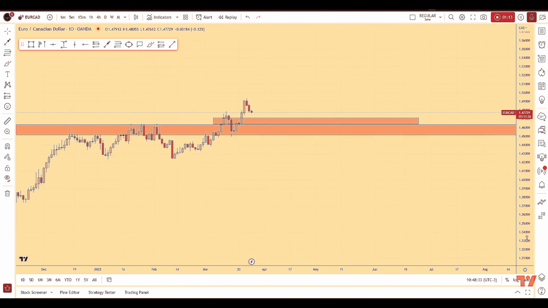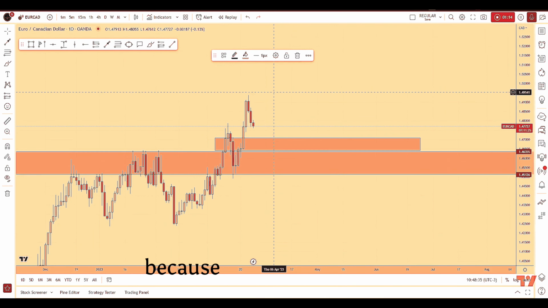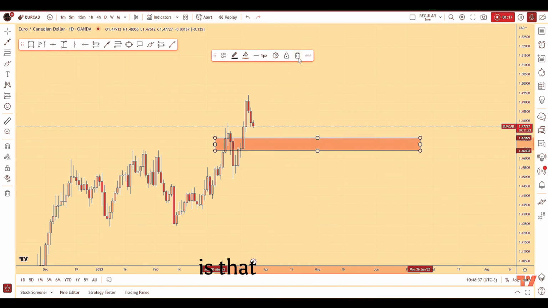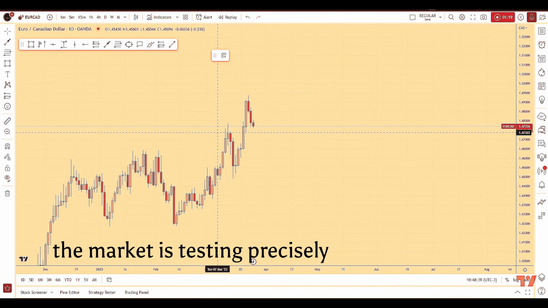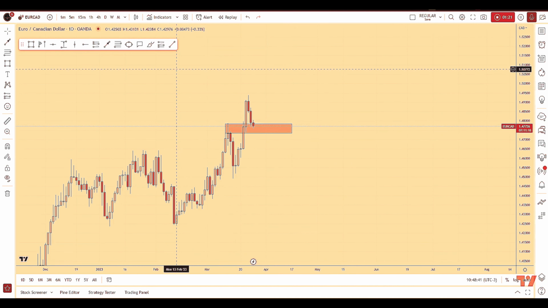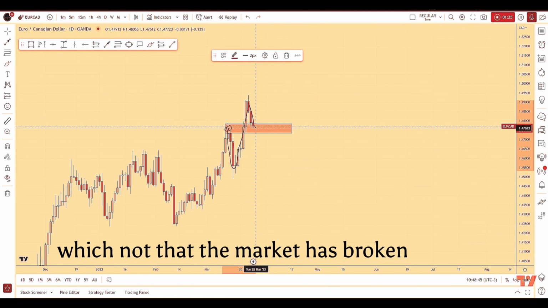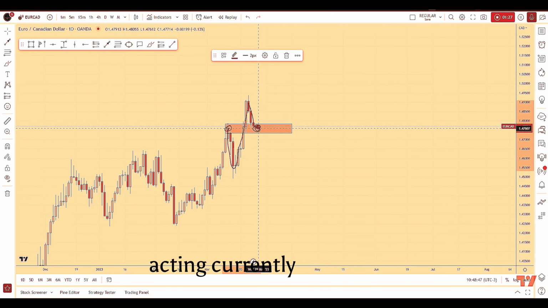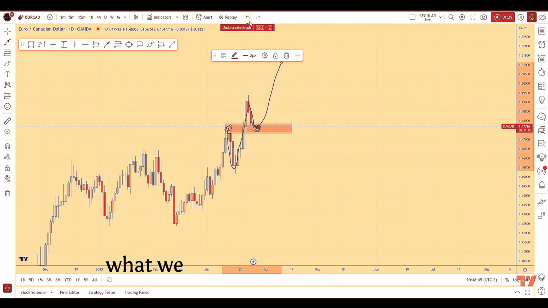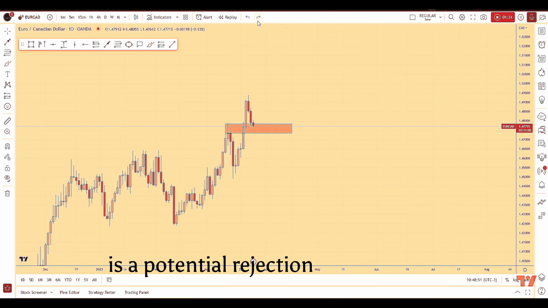Dropping down on the daily, things become even more interesting because what we can notice is that first of all the market is testing precisely the previous daily high. Now the previous daily high is previous resistance, which now that the market has broken it to the upside is acting currently as support. So what we could expect from this level is a potential rejection to the upside.